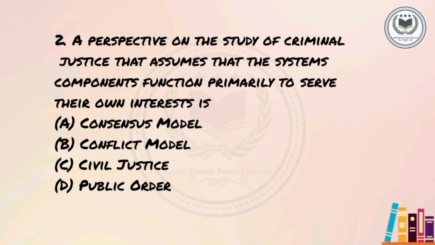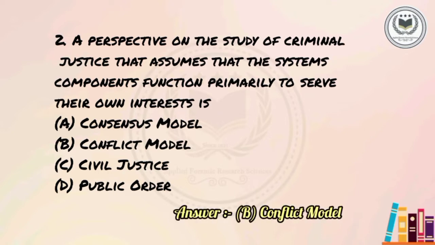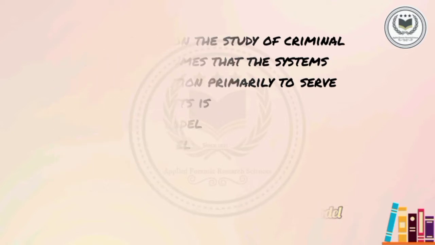Next MCQ, second MCQ: a perspective on the criminal justice system that assumes that the system components function primarily to serve their own interest is, and the options are option A consensus model, option B conflict model, option C civil justice, option D public order. And the correct answer is option B conflict model.